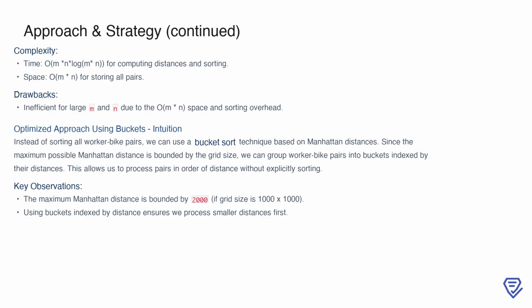The time complexity is dominated by the sorting step, which takes O(m*n*log(m*n)), for all worker bike distances, where m is the number of workers and n is the number of bikes. Additionally, the space complexity is O(m*n), as we store all worker bike pairs along with their distances. These requirements make the brute force approach impractical for scenarios with a large number of workers or bikes.